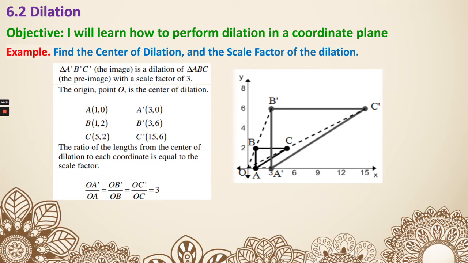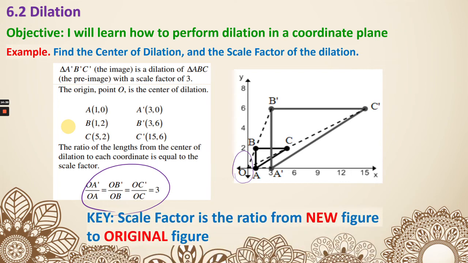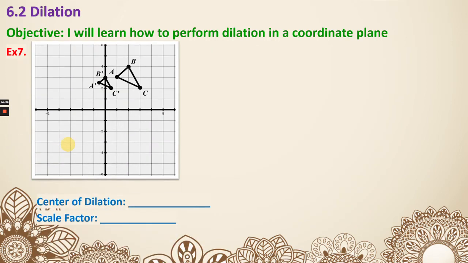Next, let's have a look at an example that's talking about how to find the center of dilation and also the scale factor. Again, scale factor, the ratio is going to be new over original. We'll have it backwards. Example 7.